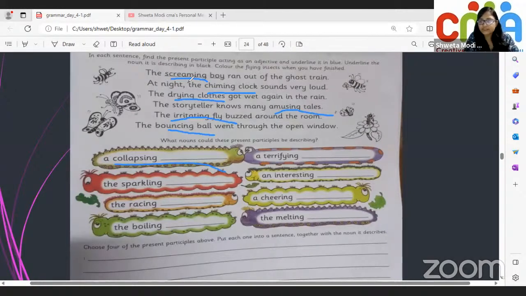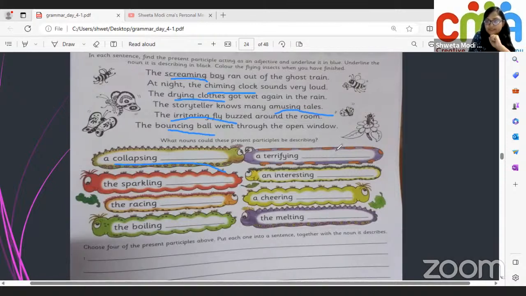Yes. Cheering lady, boiling milk. Terrifying movie. Interesting book, collapsing car, racing car, sparkling water, sparkling teeth. Melting chocolate, boiling water. Yes.